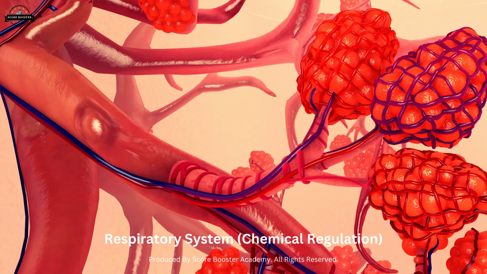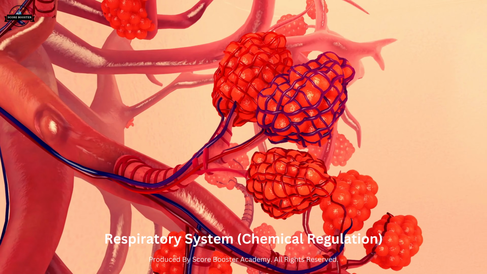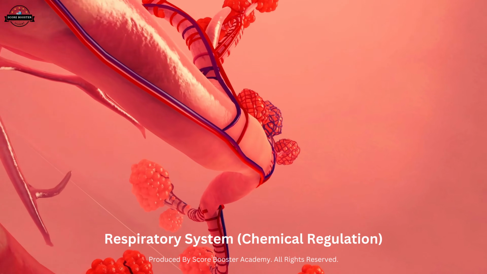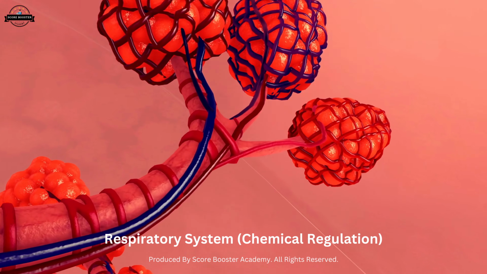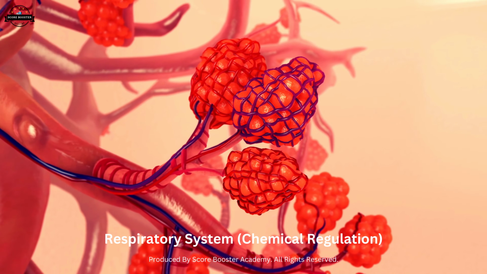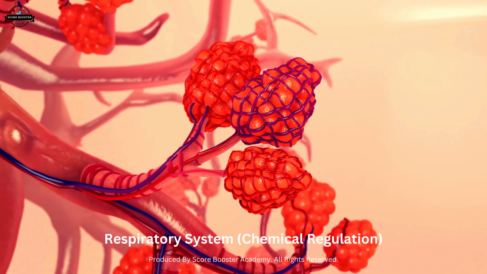Chemical regulation. The respiratory system contributes to the regulation of blood pH by controlling the concentration of carbon dioxide. Carbon dioxide, when dissolved in the blood, forms carbonic acid, which can alter the pH level. By adjusting the rate and depth of breathing, the body can effectively regulate the elimination of carbon dioxide and maintain a stable blood pH.